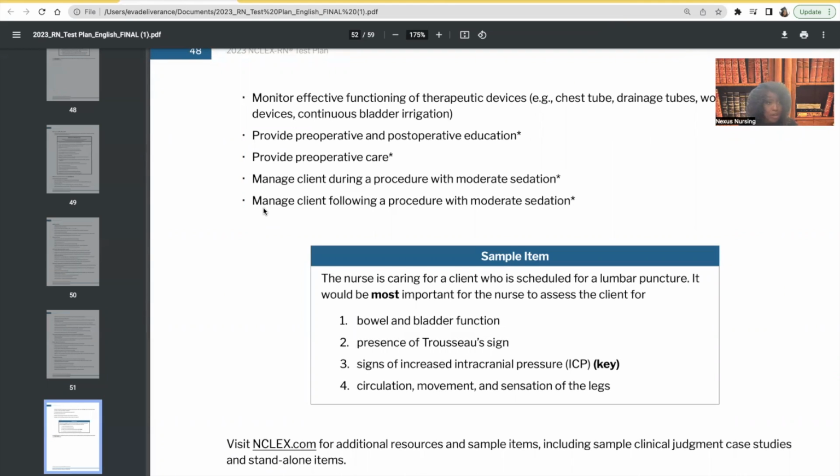Let me tell you something, and you need to know this. Having increased intracranial pressure, lumbar puncture is an absolute contraindication. And here's why. If that patient has increased intracranial pressure and now you're withdrawing fluid, you can cause cerebral herniation. You can cause that brain to push back against the spinal column and cause further damage or even kill your patient. So that's very important to know before any lumbar puncture. You better make sure that patient does not have increased intracranial pressure.